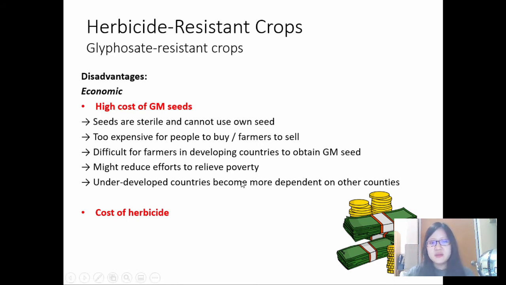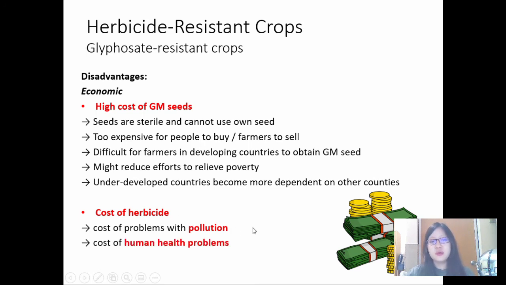And then the cost of herbicide might be a thing as well, because you might accidentally, or purposely, use more herbicide. And if you use more herbicide, then you have more pollution. So you have the cost of problems with pollution, the cost of human health problems due to use of more herbicide. And there's also the cost of what I said just now, loss due to contaminated crops of organic farms. So yeah, these are disadvantages specific to herbicide-resistant crops.